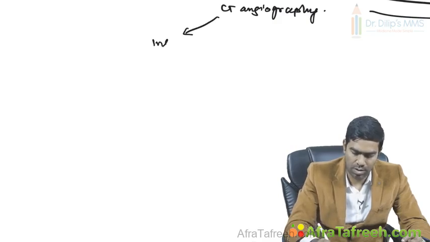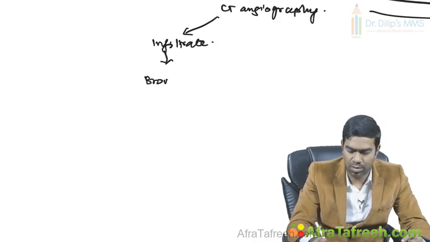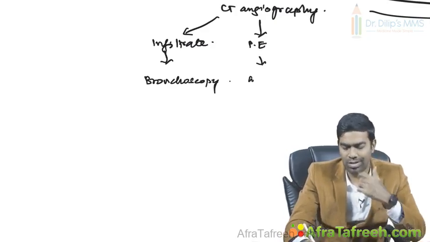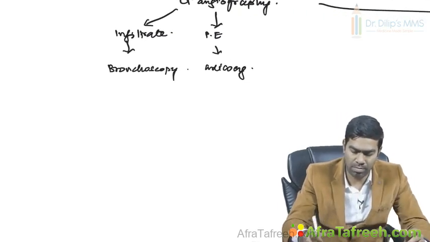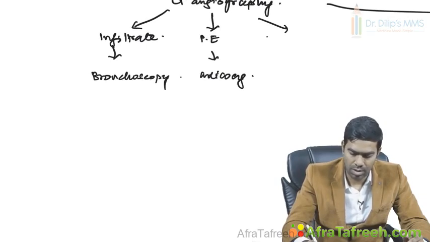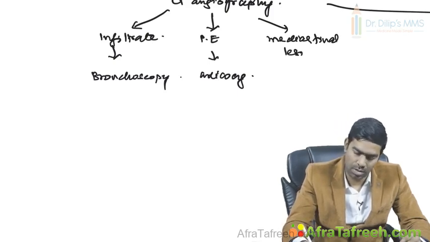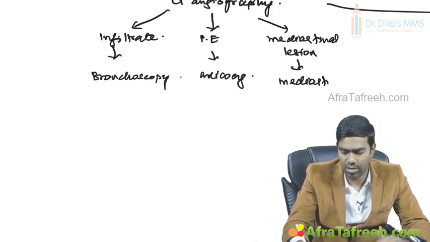In CT angiography, if you are seeing an infiltrate, then the next step is to go for a bronchoscopy and do a washing. It could still be a TB. And if it's a pulmonary embolism, you're going to give anticoagulation as the next step. That's the treatment, right? If it's a mediastinal lesion, which means it is likely to be a tumor, then do a mediastinoscopy and needle aspiration.